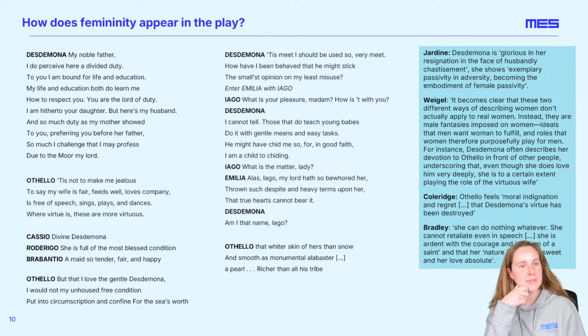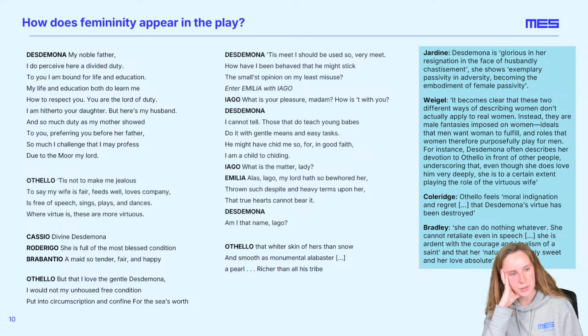And here we have Desdemona with one idea of femininity, this idea of idealized femininity, passivity, purity, etc. So here we have her saying, my noble father, I do perceive here a divided duty. To you I am bound for life and education. My life and education both do learn me how to respect you. You are the lord of duty. I am hitherto your daughter, but he is my husband. And so much duty as my mother showed to you, preferring you before her father, so much I challenge that I may profess you to the more, my lord.